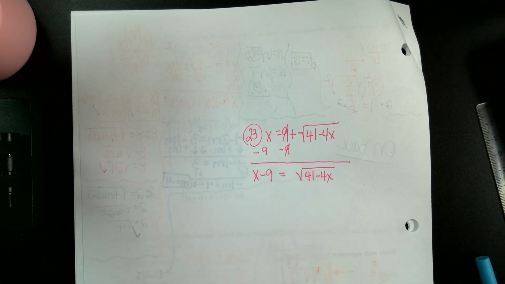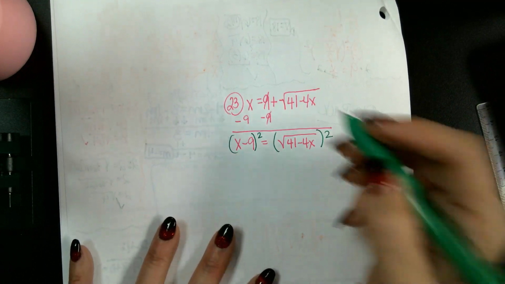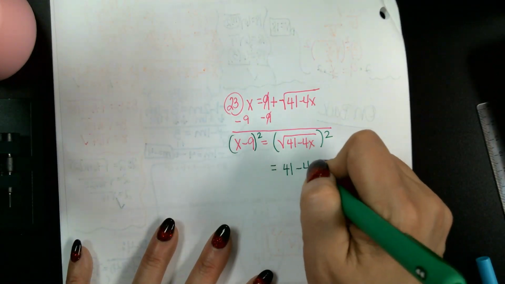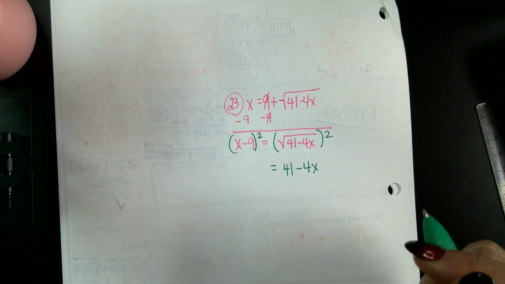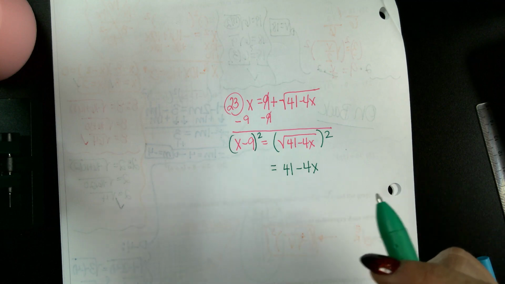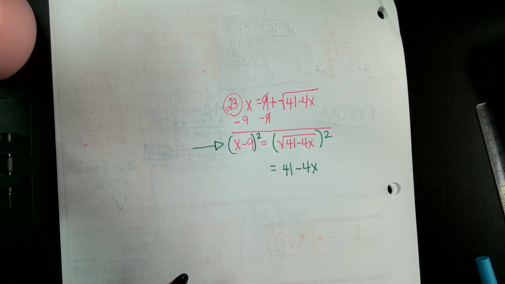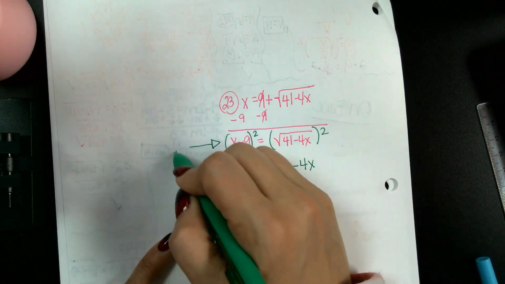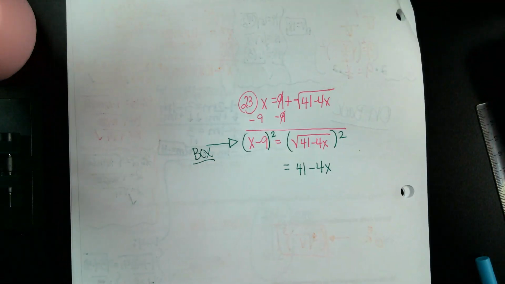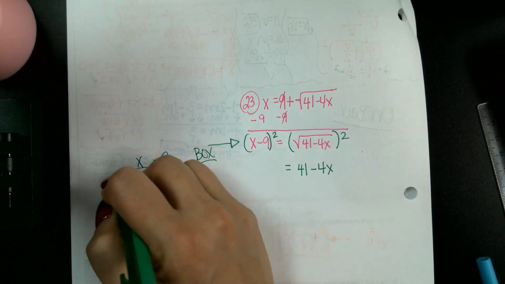Can I square both sides now? Yes. Right side's easy. Squaring that square root just gets rid of the symbol. The left side, however, if you have an expression like x minus 9 and you're supposed to square it, what kind of problem is that? That's a box problem. X minus 9 squared means x minus 9 times x minus 9.